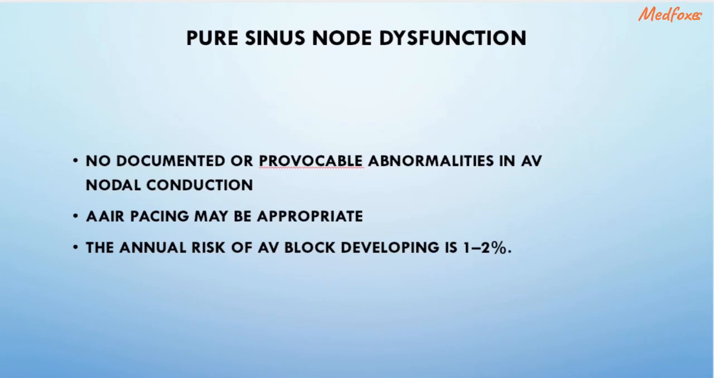For the patient with pure sinus node disease, that is, no documented or provocable abnormalities in AV nodal conduction, AAIR pacing may be appropriate if pre-implantation testing has established normal AV nodal conduction. In these patients, the annual risk of AV block developing is 1 to 2%. If AV block develops, another procedure is required to implant a ventricular lead and upgrade the pacemaker. These additional procedures may be avoidable if a DDD pacemaker is used initially.